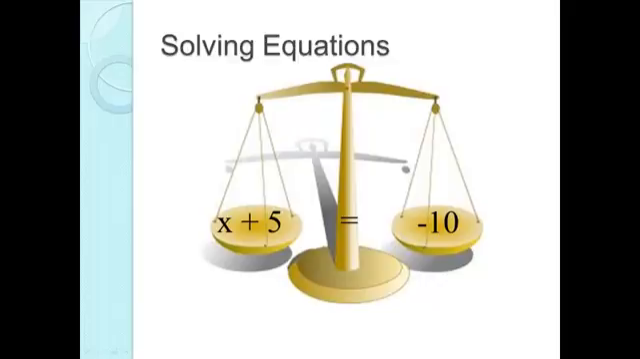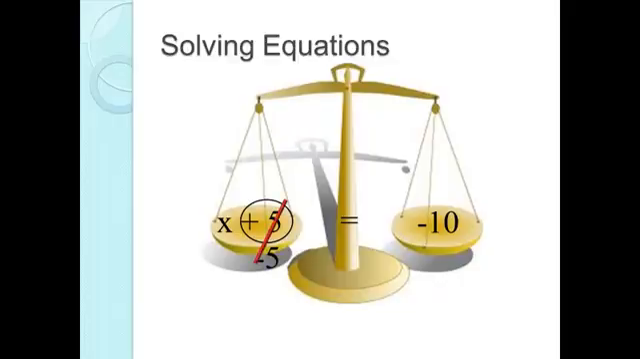Let's look at this equation. What number is preventing x from being by itself? The positive 5. In order to get rid of a positive 5, we can add a negative 5 to it. A number and its opposite will always cancel each other, as they add together to give you 0.